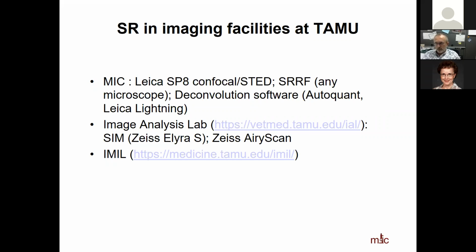Now, the image analysis lab in the vet school has a structured illumination system from Zeiss, and they also have the Zeiss Airyscan system. There is also another facility, the integrated microscope and imaging lab in the Health Science Center, and I am not totally sure what all they have as far as super resolution, but they do have some fairly new instruments. So you can look them up and talk to them about your needs.